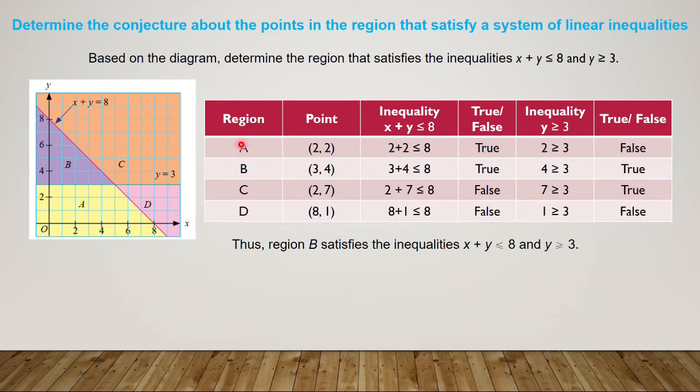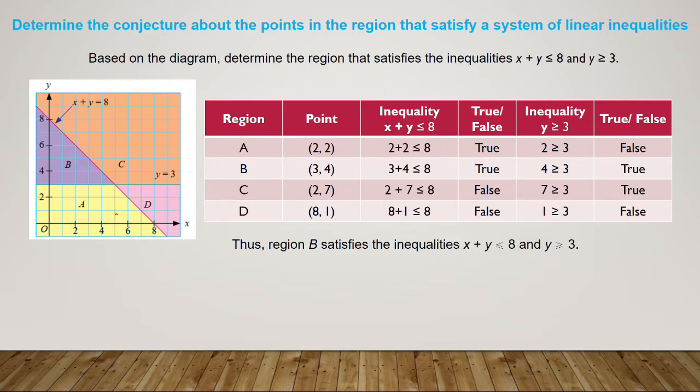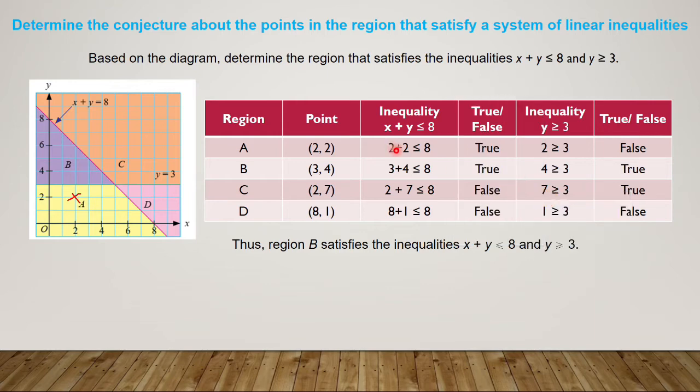For example, region A. Region A is point (2, 2). So where is (2, 2)? I'm going to show you (2, 2) here. This is 2, 2, this part. Okay, from the inequality that we have earlier, x plus y is less than or equal to 8. I use a pointer so that you can see. So x is equal to 2, y is also equal to 2, meaning that 2 plus 2 is less than or equal to 8. 2 plus 2 is 4, right? It's less than or equal to 8, right? So you need to find out whether it's true or false. The answer is true.